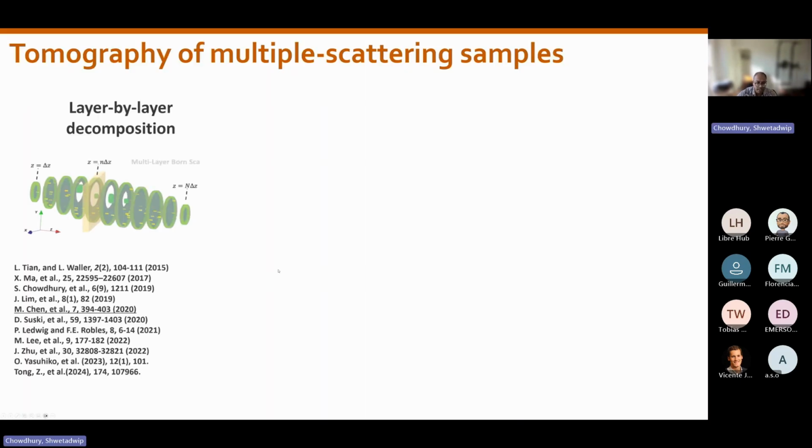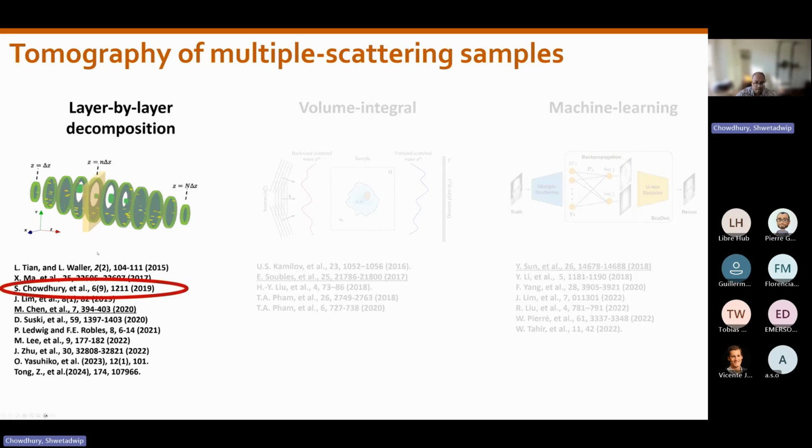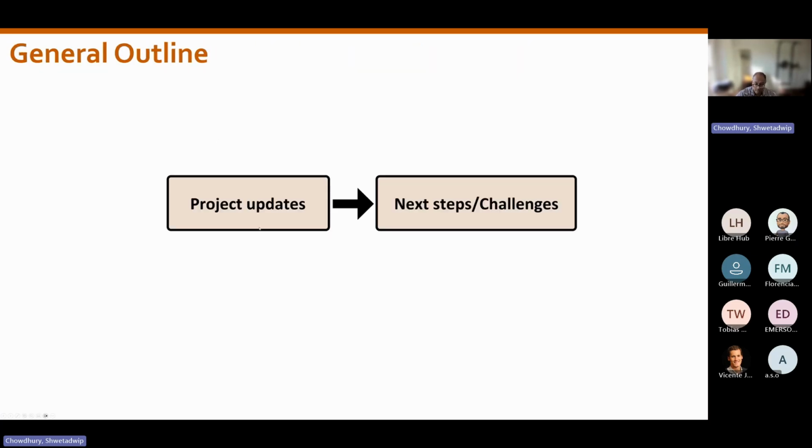So this is also not new to us. There's many groups around the world that have their own methods of accounting for multiple scattering. They each have their pros and cons. Typically, I group them into layer by layer, volume integrals, or machine learning. Everything that I'll be talking about today is based on one of our 2019 models, which we call multi-slice. And that's what I'll be talking about today. I'll be dividing my talk into some basic project updates where I talk about the basics of the scattering model. And I'll talk about some of the next steps and challenges as we move forwards.